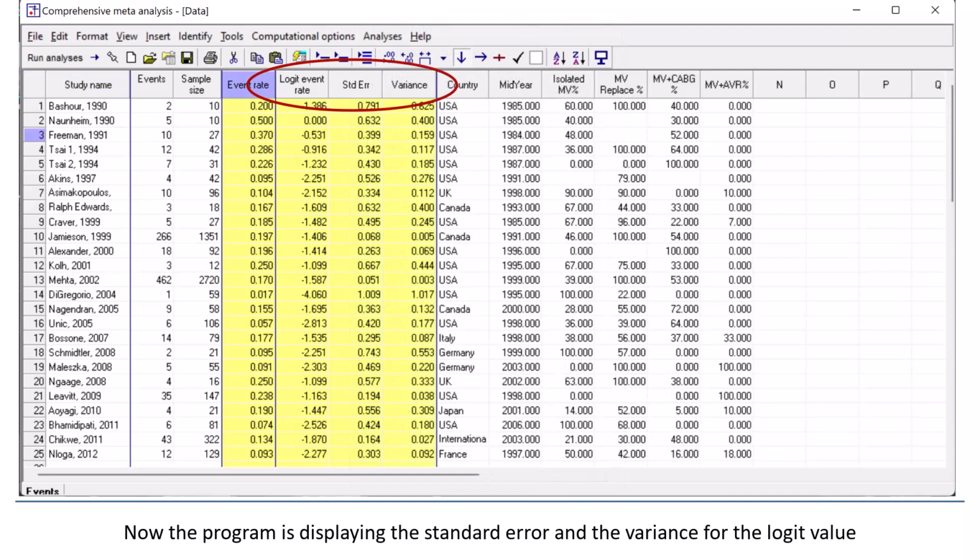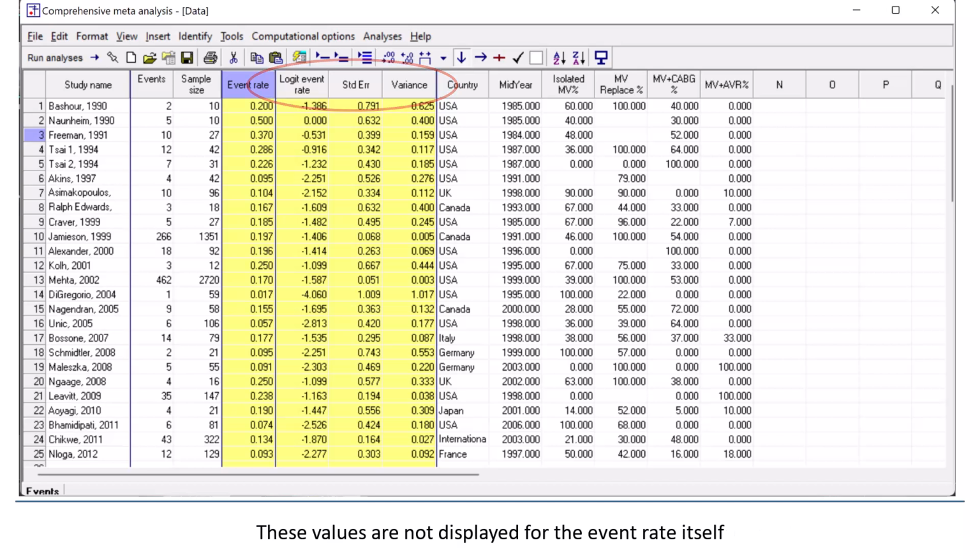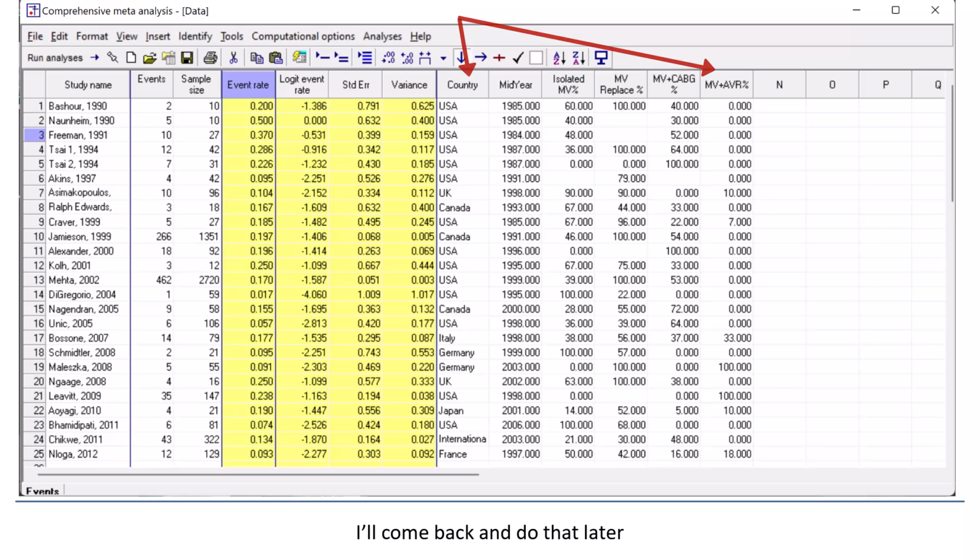Now the program is displaying the standard error and the variance for the logit value. These values are not displayed for the event rate itself. I will also need to assign a function to these other columns. I'll come back and do that later. This would be a good time to save the file. I click the Save icon and I give the file a name.